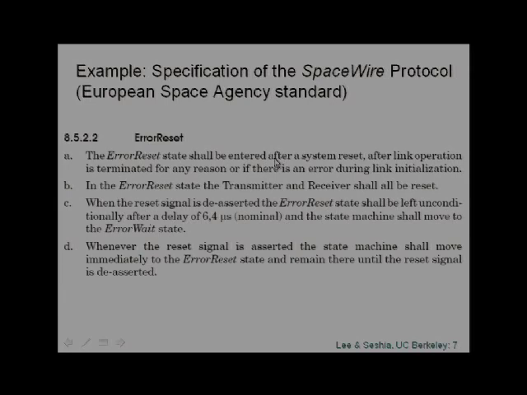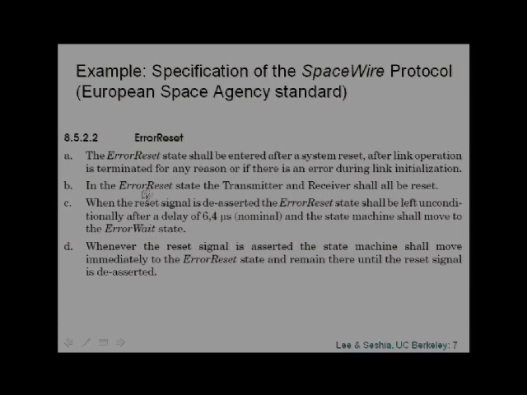Likewise, the same thing happens here, right? In the error reset state, the transmitter and the receiver shall all be reset. So presumably there are reset states of the transmitter and receiver modules, and it's not clear, once the control state machine enters the error reset state, whether the transmitter and receiver should be reset immediately or not. This particular specification is a little bit more precise, right? It actually gives a delay. It says when the reset signal is deasserted, then you leave the error reset state unconditionally after a delay of 6.4 microseconds. This is the European way of writing a decimal point.